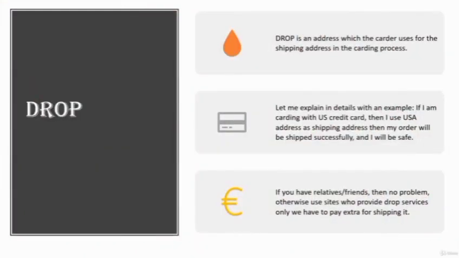Drop. So what is drop? Drop is an address which carders use as the shipping address in the carding process. Let me explain in detail with an example. If I am carding with a US credit card, then I use a US address as the shipping address. They will order, then it will be shipped successfully and I will be safe. So the order will come to the US address only, which is the billing address, to the drop.